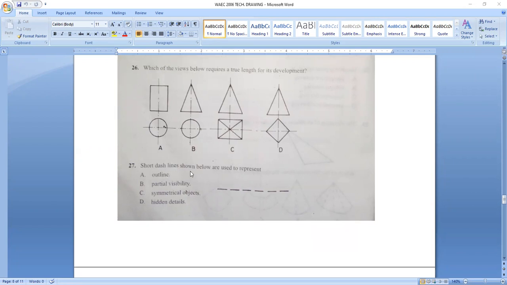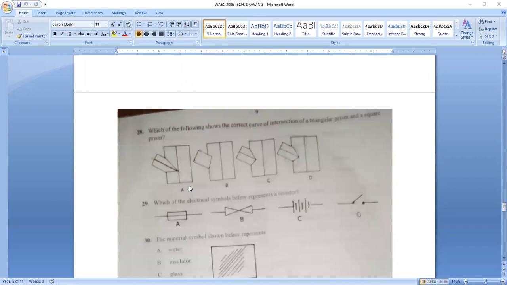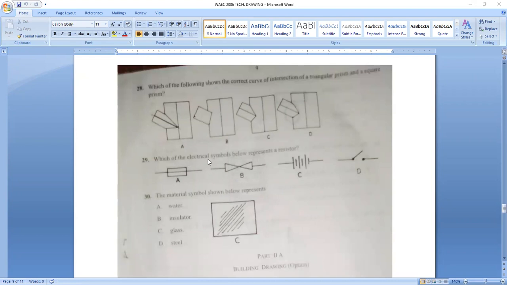Then question 27: short dashed lines shown below are used to represent hidden details. That is option D. Then question 28. Which of the following shows the correct curve of intersection of a triangular prism and a square prism? The answer is option A. Question 29. Which of the electrical symbols below represent a resistor? The answer is option A.